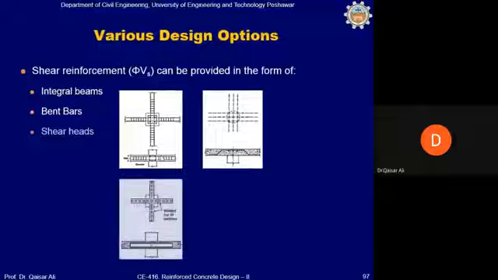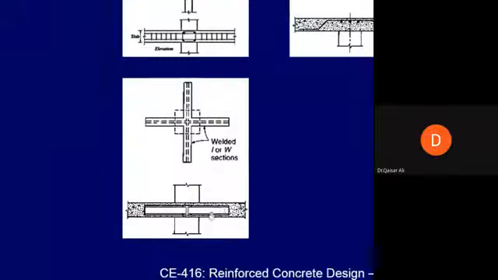Third is providing shear heads. A shear head is made of steel sections, most probably I sections. One I section will be placed from end to end, and the other section will be welded to this in this manner. This is an I section. Again, this I section will be contained within the slab. Okay, it will not be projecting out from the slab. So this is one I section, and the other I section is welded to this. This is called shear head reinforcement.